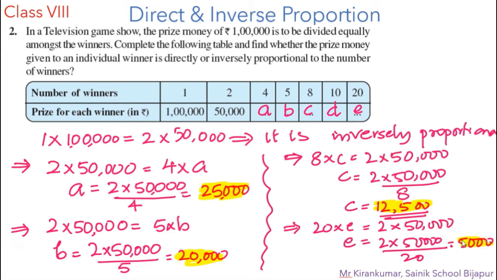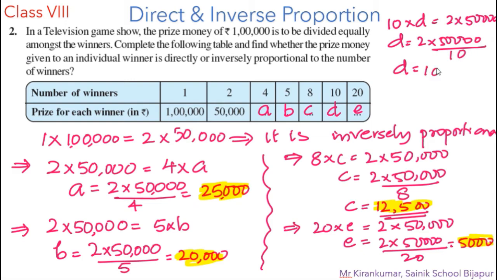I missed one, I think. Yes, I missed this. Let's find D. So 10 times D is equal to 2 times 50,000. So D will be equal to 2 times 50,000 divided by 10. We get the D value as 10,000. So this is the value of D. Sorry. So we have found all these A, B, C, D and E.